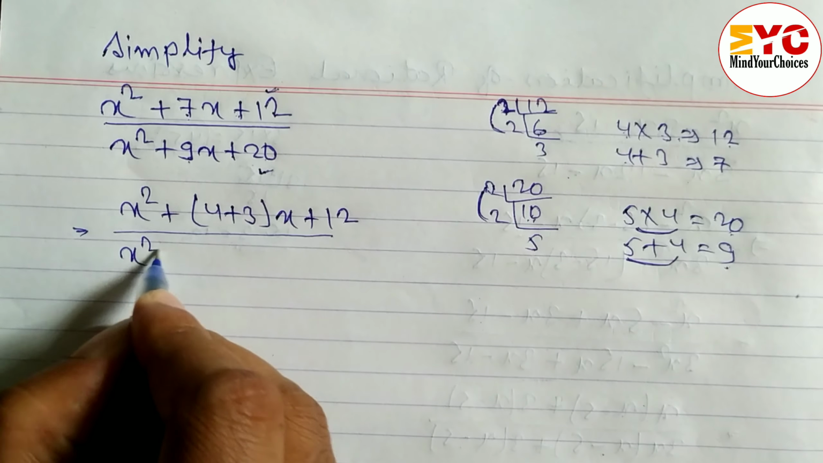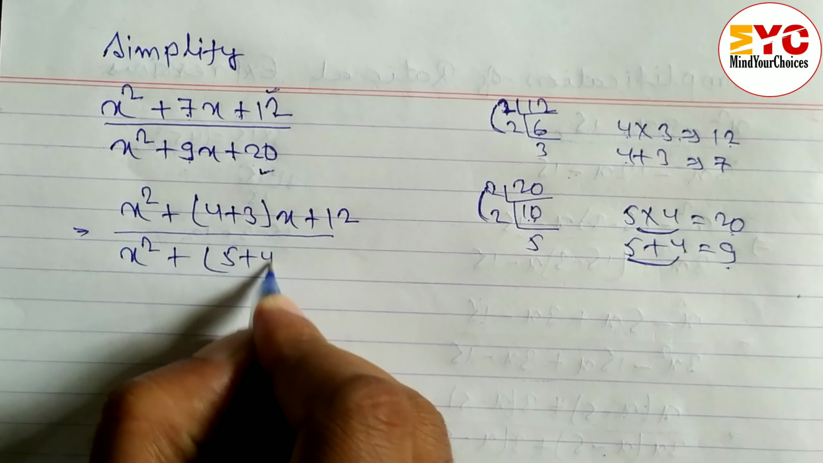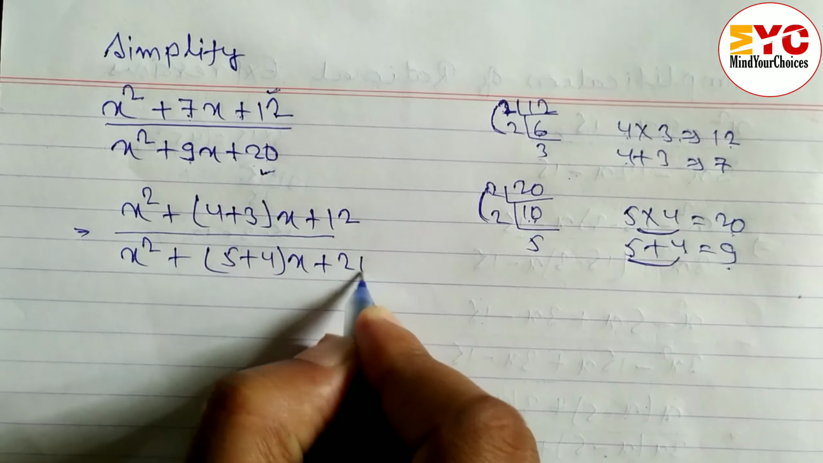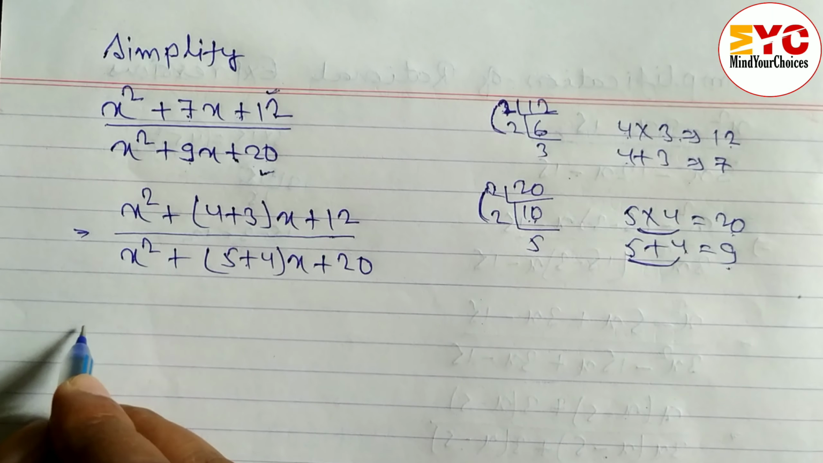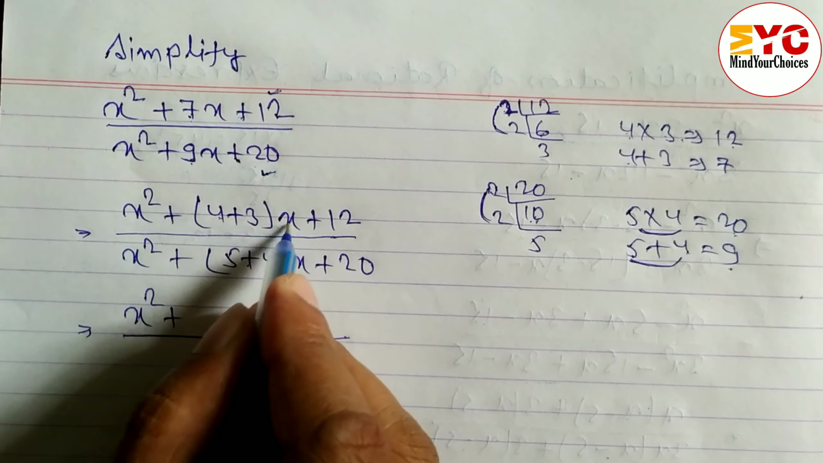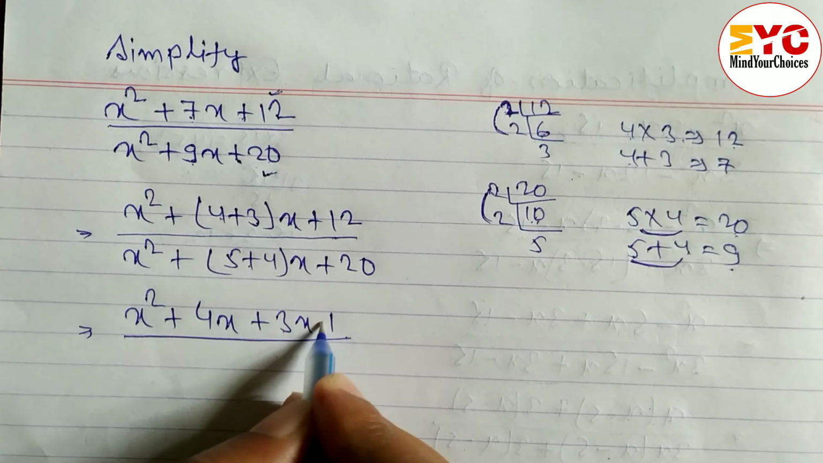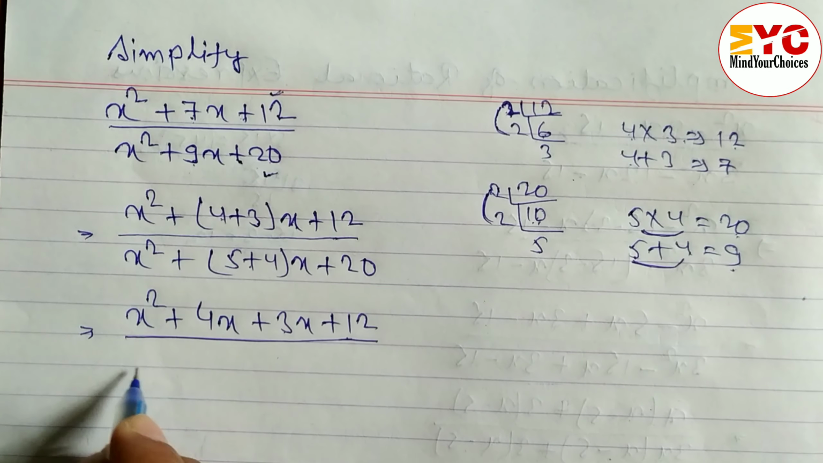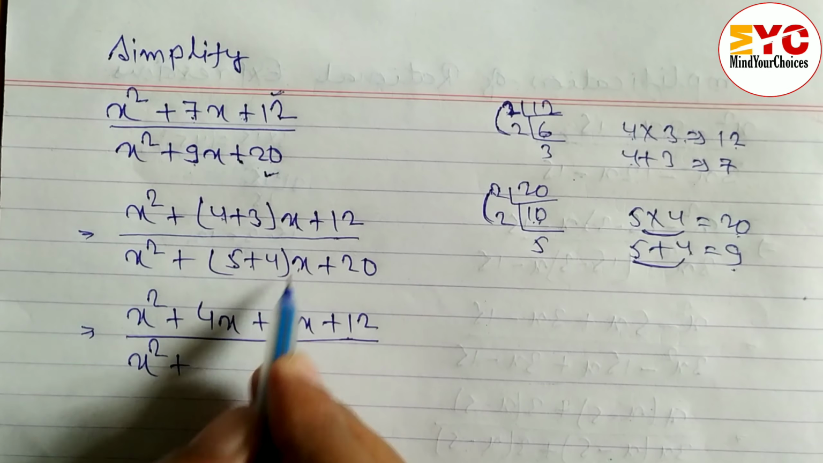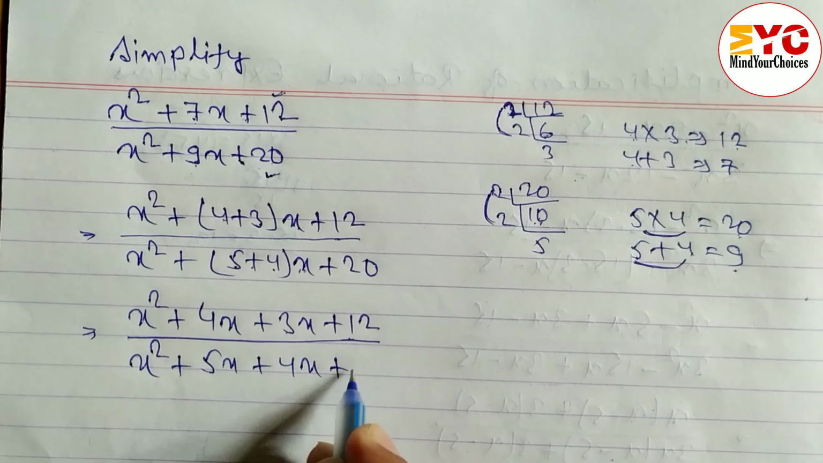So what are the factors here? x square plus, in the place of 9 we write 5 and 4, x plus 20. If here is addition, we do addition; if here is subtraction, then we have to do subtraction. So x square plus 4 into x, 4x plus 3 into x, 3x plus 12. Similarly in the denominator, x square plus 5 into x, 5x plus 4 into x, 4x plus 20.